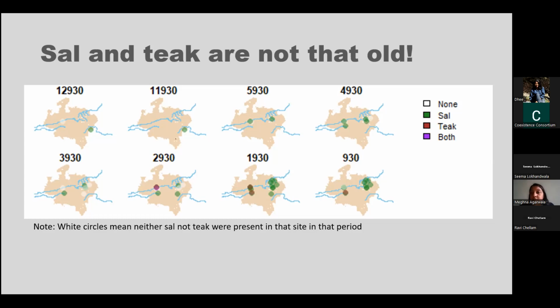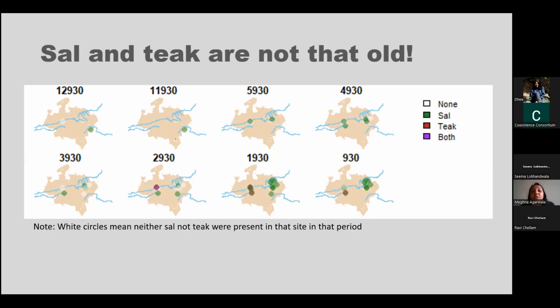So here, my legend is on the right, great. So here you can see if it's green, it's Sal. If it's brown, it's Teak. If it's purple, it's both. And if it's white, then none of them were present in that site at that time. And so again, can we see some major patterns here?